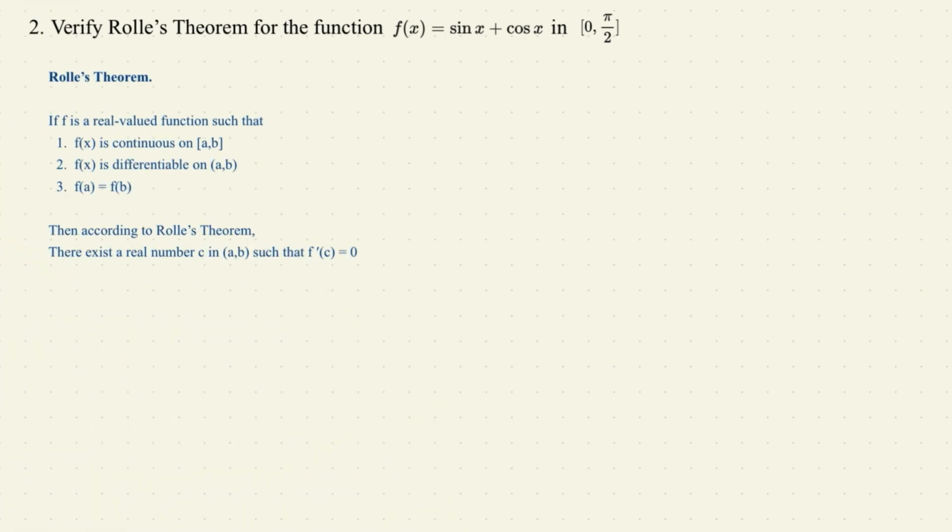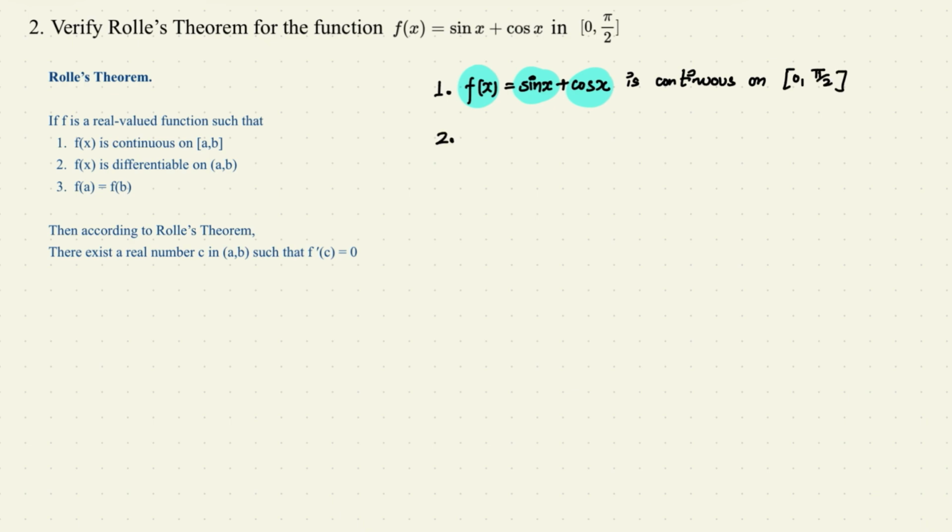Question 2. Verify Rolle's theorem for the function f(x) = sin x + cos x in the interval [0, pi/2]. For that, the first point: the given function f(x) is sin x + cos x. We know that sine and cosine functions are both continuous, and the addition of two continuous functions is also continuous. That means f(x) is continuous on the closed interval [0, pi/2].